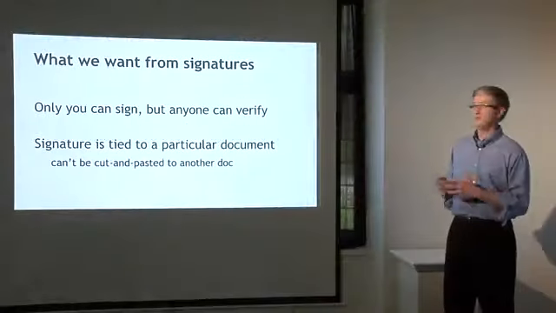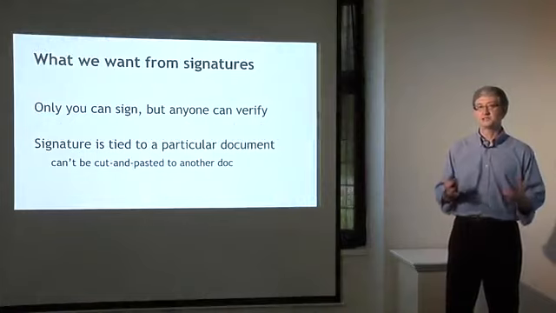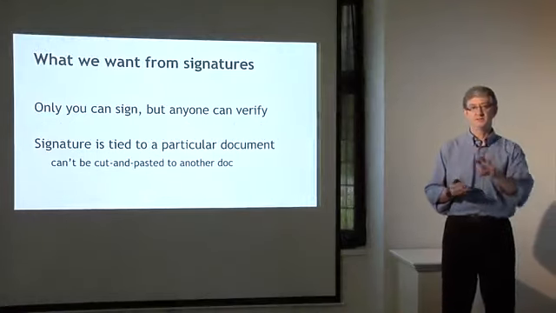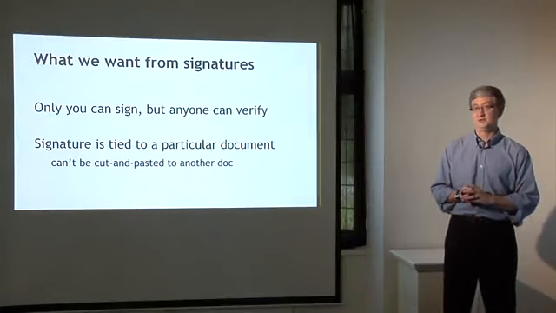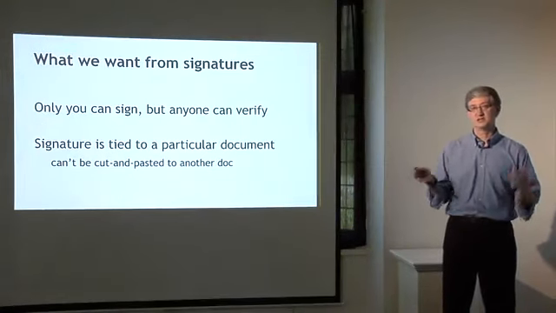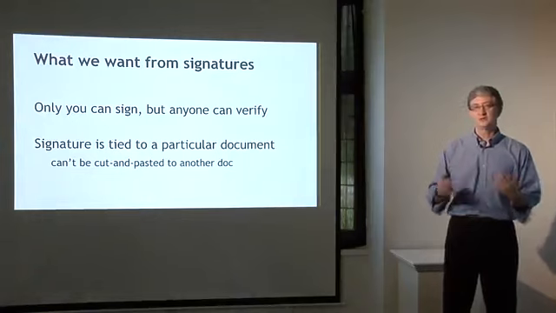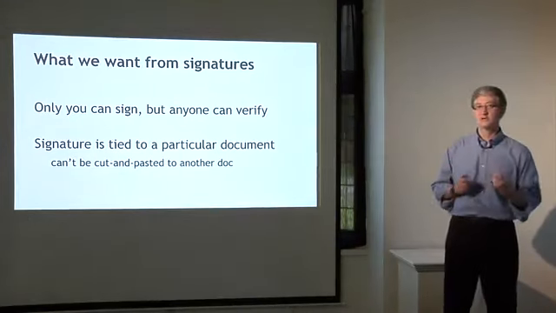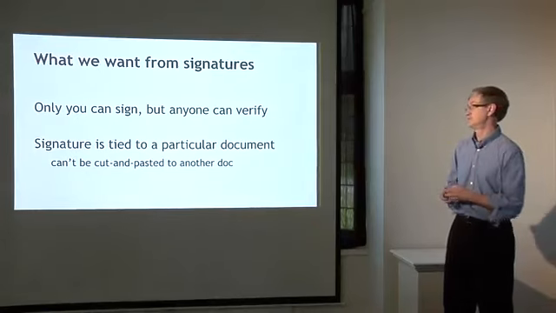And then the second thing you want is that the signature is tied to a particular document so that somebody can't take your signature and snip it off one document and glue it onto the bottom of another one. Because the signature is not just a signature, it signifies your agreement or endorsement of a particular document. Okay, so the question is, how can we build this in a digital form using cryptography?